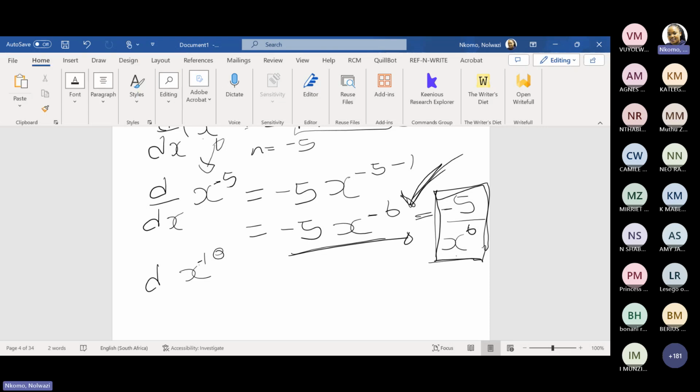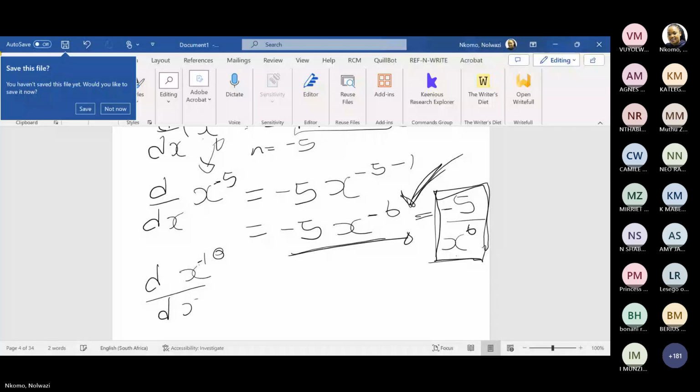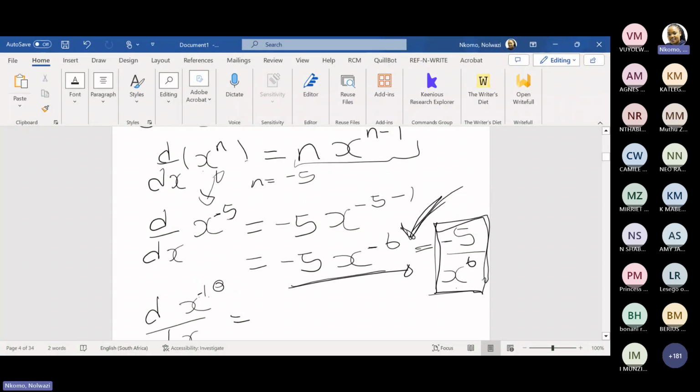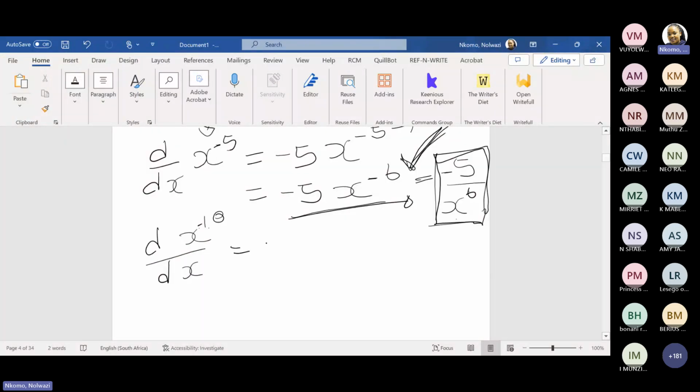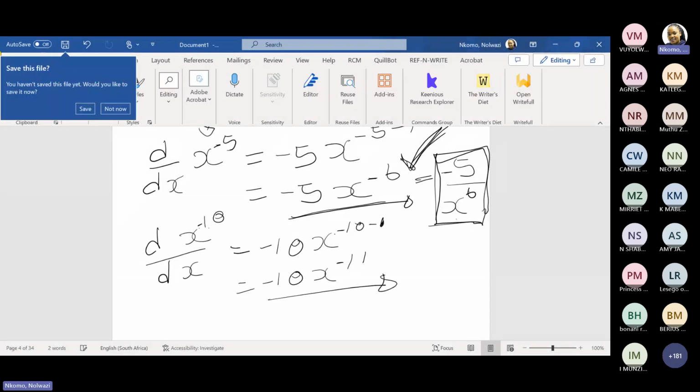Again, let's say we have x to the power minus 10. This means your n is now minus 10. So you come here where there is n, you substitute n with minus 10. So this means you'll have minus 10 x to the power minus 10 minus 1. Then you simplify this, you can write this as minus 10 x to the power minus 11 and leave your answer here, it's fine. Did I answer you? Is it fine?